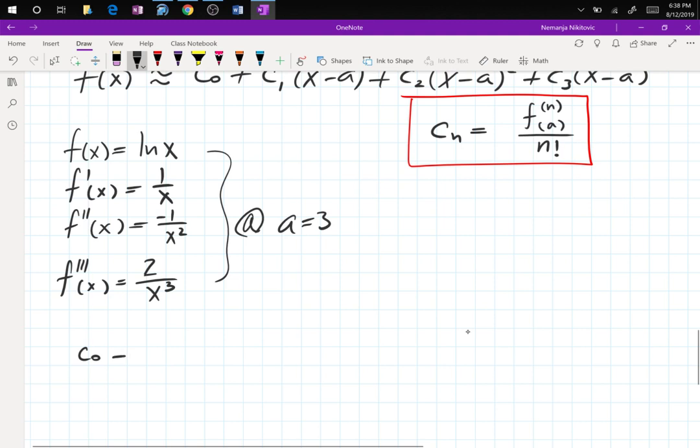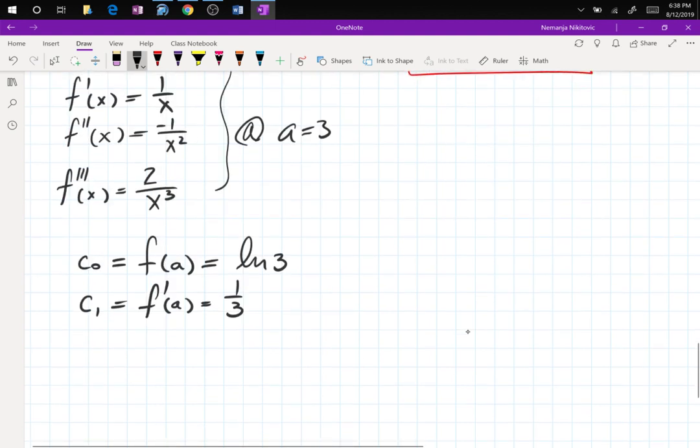So C0 is f of a, which is ln of 3. C1 is f prime at a, which is 1/3. C2 is f double prime at a, which is negative 1/9. And C3 is the third derivative computed at a, which is 2 over 27.